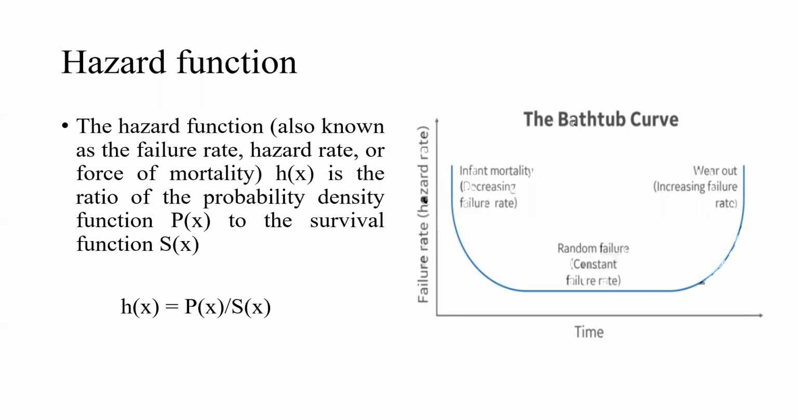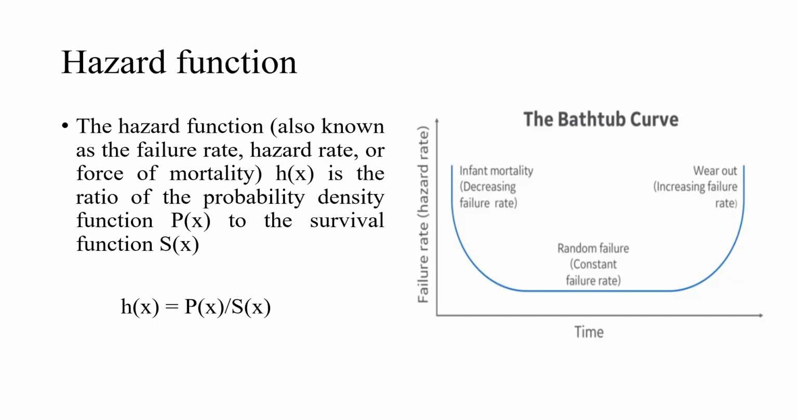Another important concept in survival analysis is the hazard function. The hazard function is also known as the failure rate, hazard rate, or force of mortality, though not specifically mortality; it can be the force of any specific event. Statistically speaking, it is the ratio of the probability density function to the survival function, but ignore that statistical part. I just put it here for your reference. It means the force of occurrence of a certain event.